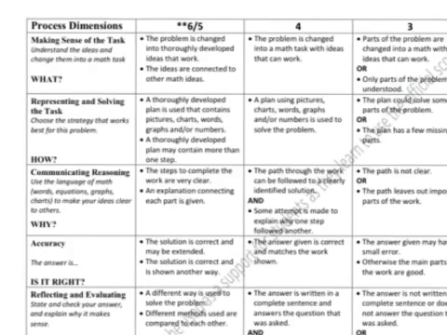So the next area would be representing and solving the task, and again starting at a 4. If you use pictures, charts, words, graphs, and or numbers to solve the problem, and you do that completely, you'll get a 4. If you want a 5, you're going to have to look at this word again that we highlighted last time, thoroughly. Your plan needs to be thoroughly developed, and it may contain more than one step.